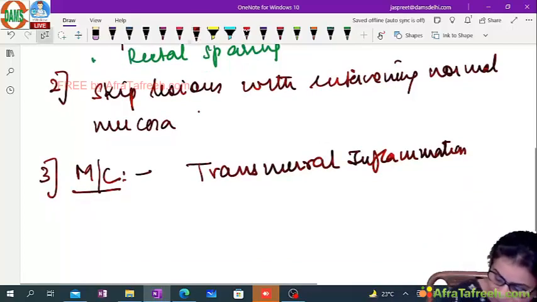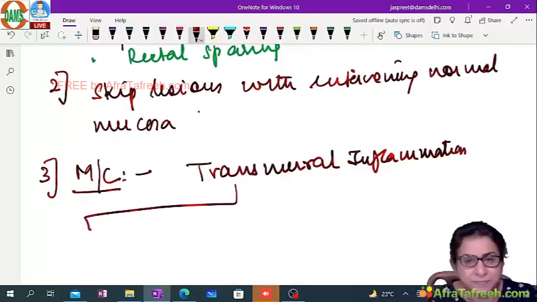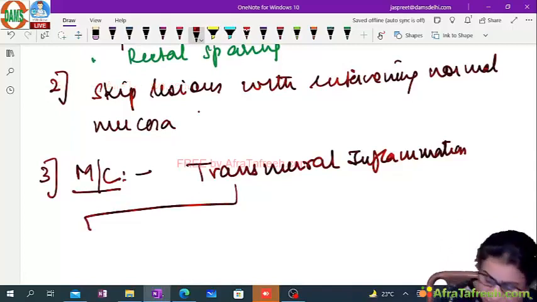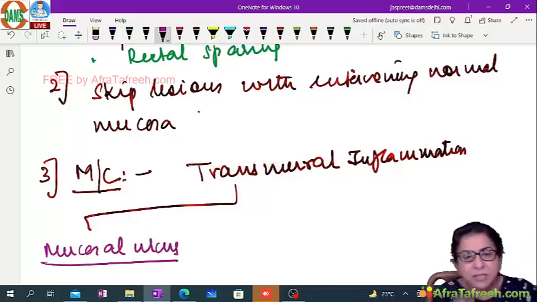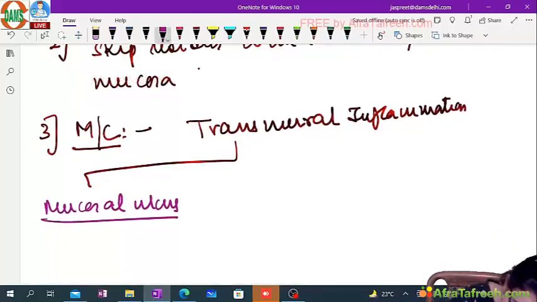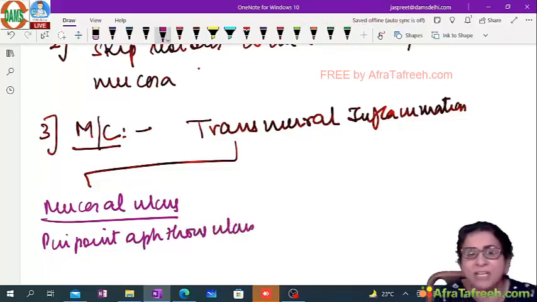Okay, now when there is transmural inflammation, what will you see? Number 1, mucosa is damaged, so there will be mucosal ulceration. You will see mucosal ulcers. What type of ulcers? To start with, the ulcers are pinpoint aphthous-like ulcers. They are tiny pinpoint aphthous-like ulcers.